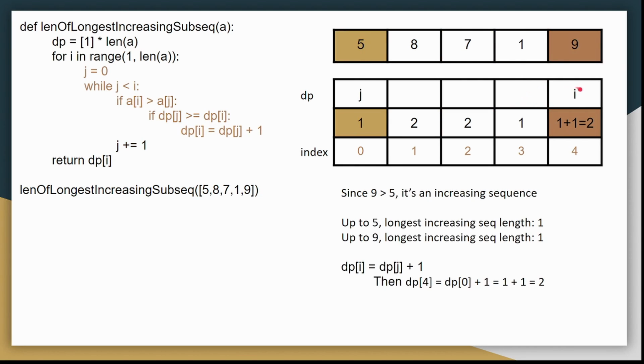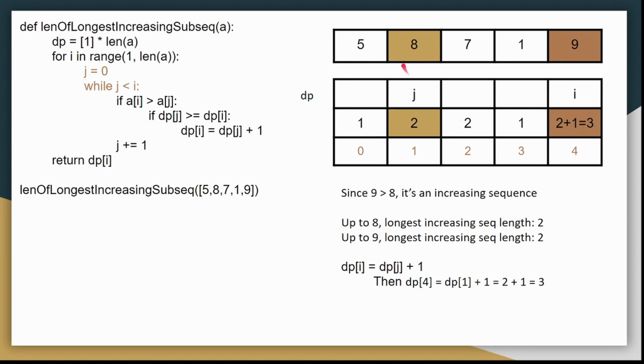And now i is pointing at 9 and j is pointing at 5. Since 5 is smaller than 9, it is an increasing subsequence. So up to 5, the longest increasing subsequence length is 1. And up to 9, the longest increasing subsequence length is 1. So now 9's longest increasing subsequence length is 2.